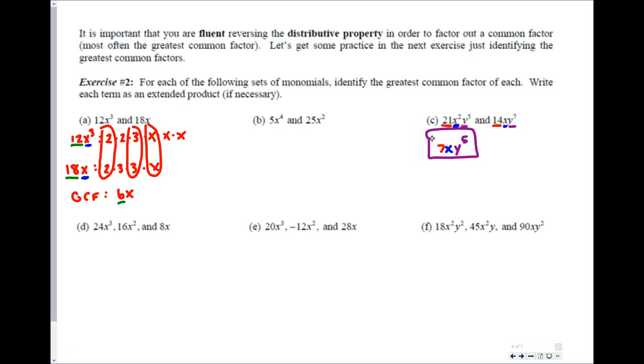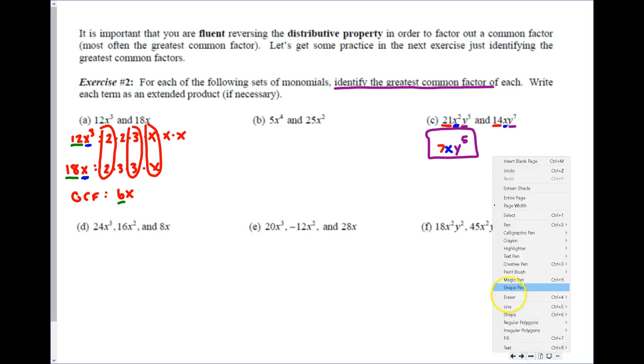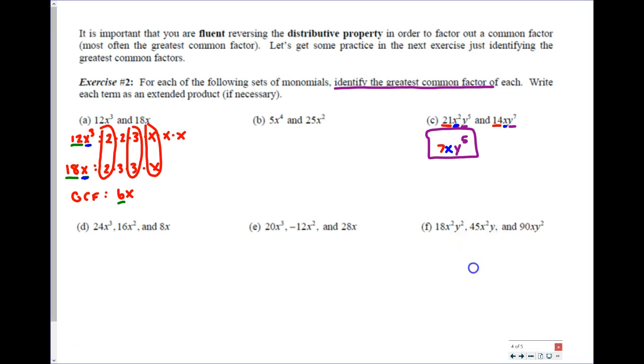Now, it's important to read directions. This direction is only saying find the GCF. It's not saying factor completely. Okay, so I'm just looking for the GCF and then I'm done. And then I will do this one right here.